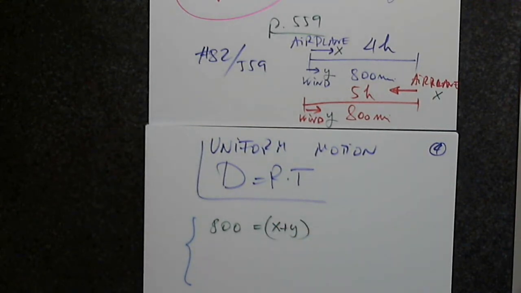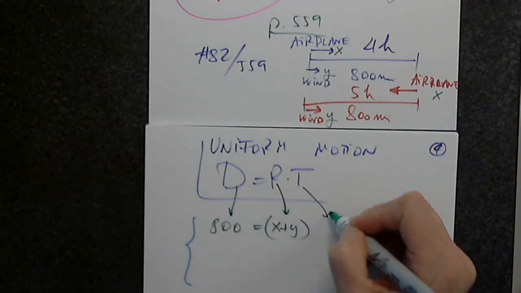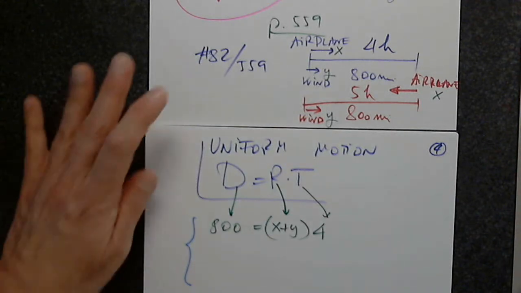And what is the time? So this piece is this piece is this, and now I need the piece which is time. 4. Perfect. Can anyone give us a scenario, an equation representing the second scenario?